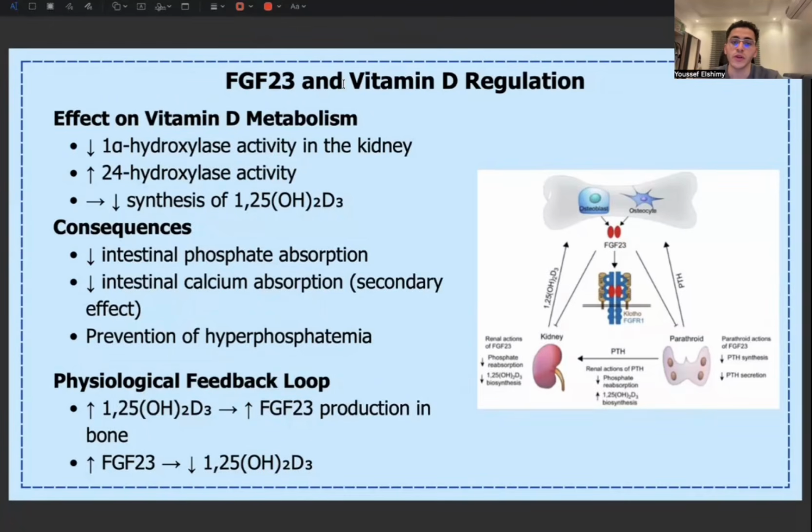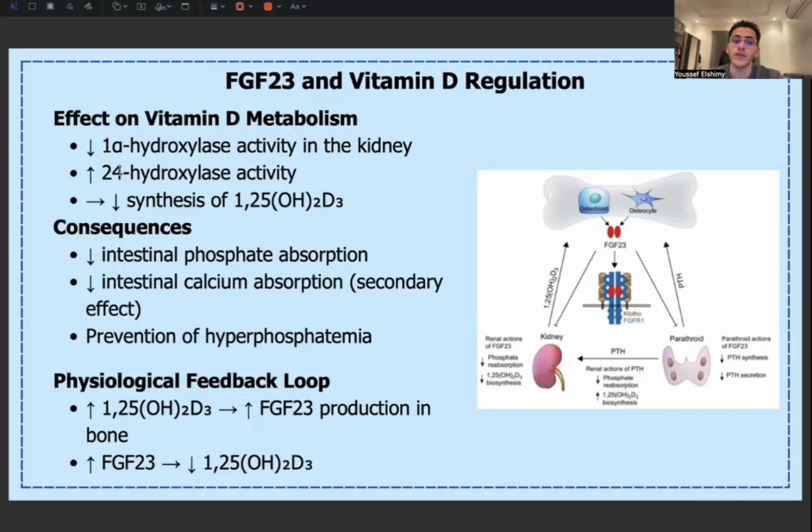FGF23 plays also a role in vitamin D. What happens is that it wants to decrease vitamin D. So how can someone decrease vitamin D? It could decrease the 1 alpha hydroxylase enzyme. And we mentioned that this enzyme is important in activating or forming the active form of vitamin D. So if you decrease this, you would lead to decreased active form of vitamin D.